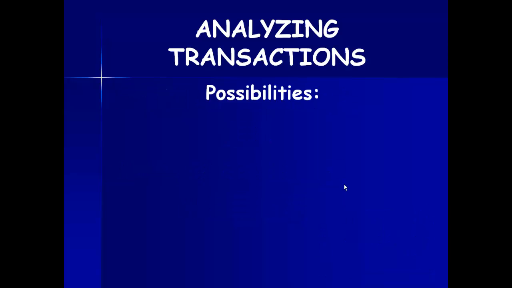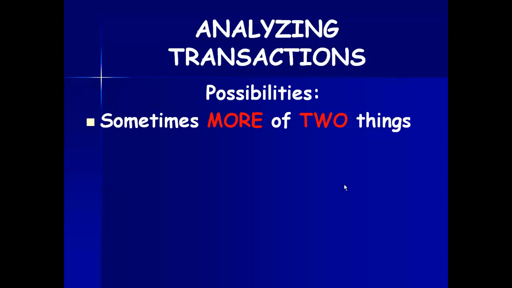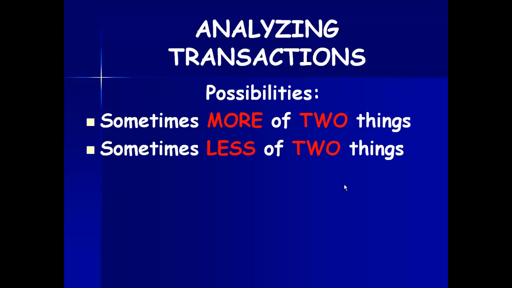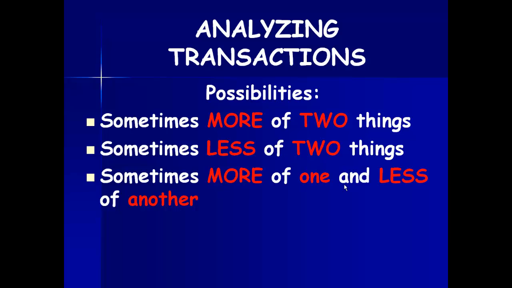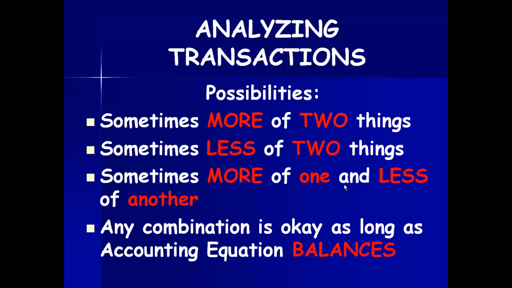There are basically three possibilities for each transaction. Sometimes we might find that we have more of two things. In other words, we'll be adding to two different things. Sometimes we have less of two things, which means we'll be subtracting from two different things. And sometimes we'll have more of one and less of another, which means we will be adding to one thing and subtracting from another. Any combination is okay as long as the accounting equation balances. In other words, as long as what's on the left, assets, equals what's on the right, liabilities plus stockholders' equity.